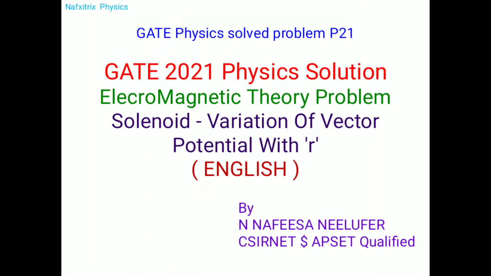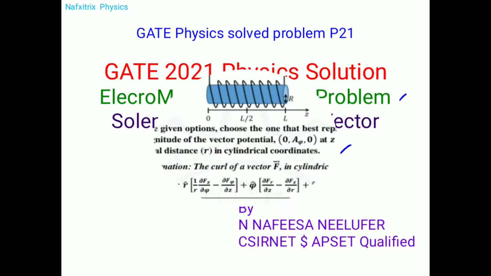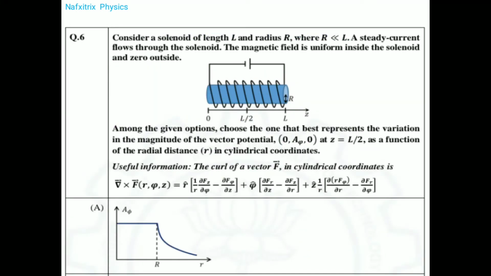So let's discuss a problem from GATE 2021 physics. This is from electromagnetic theory and is related to the solenoid and the variation of vector potential with respect to R inside that solenoid and outside that solenoid. So here you can see the question.